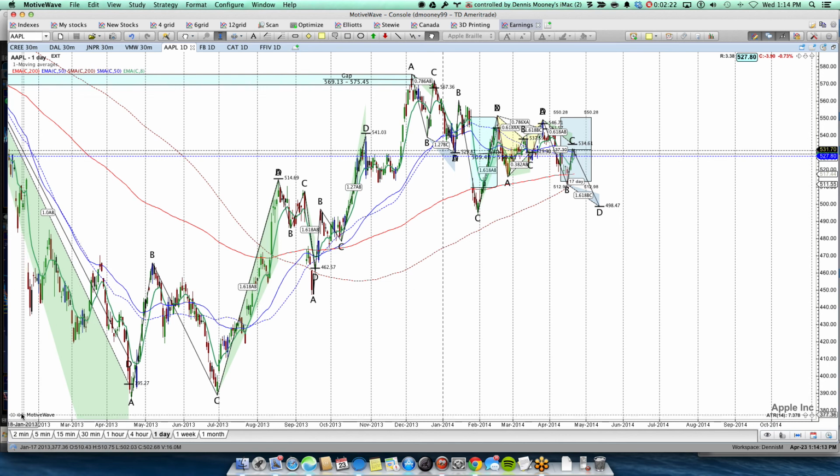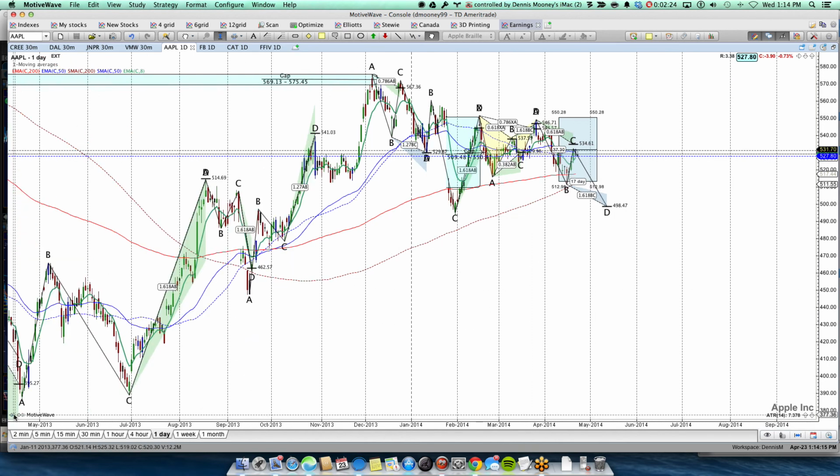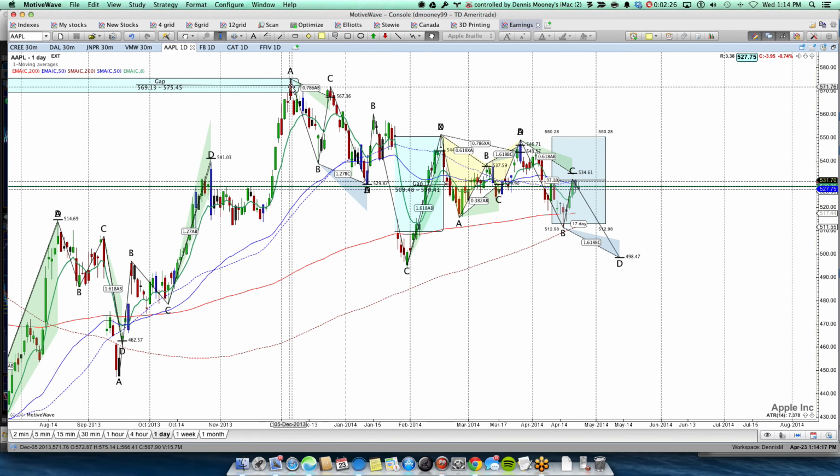Let's expand this a little bit so it's not so clustered. Here you see after the gap fill, A, B, C, and D is 1.27 of the BC, followed by an A, B, C, and a 1.618 of the AB.